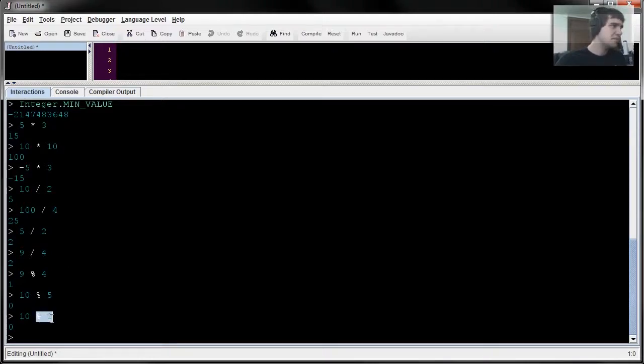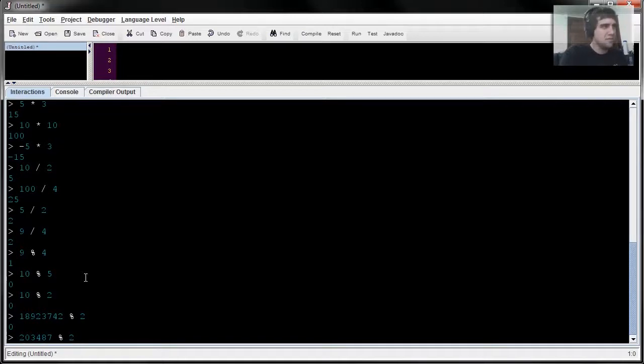Anytime you say percent 2 and the answer is 0, then it's an even number. If I have an even number % 2, it's 0. But if I have an odd number % 2, it should be 1. So that's a good thing. You'll be using percent a lot, actually, more often than you think.